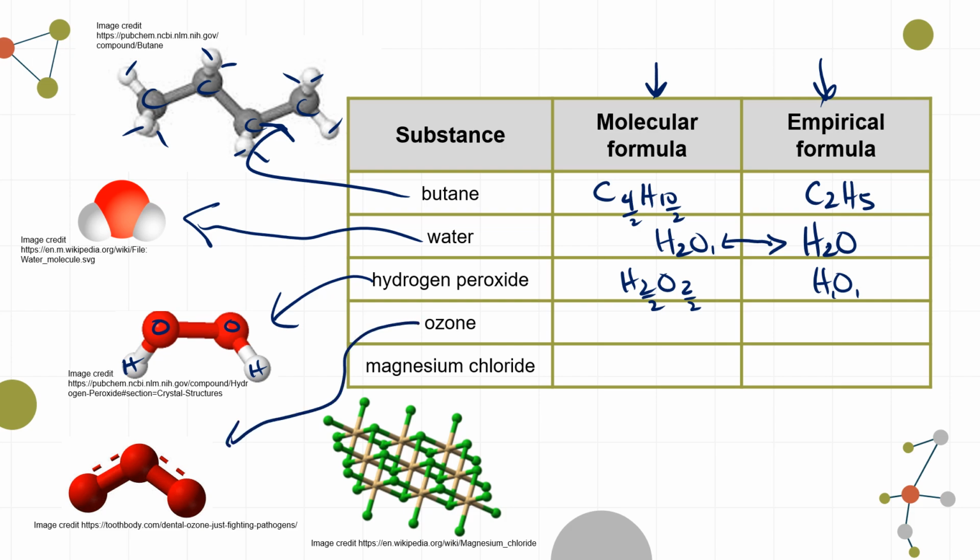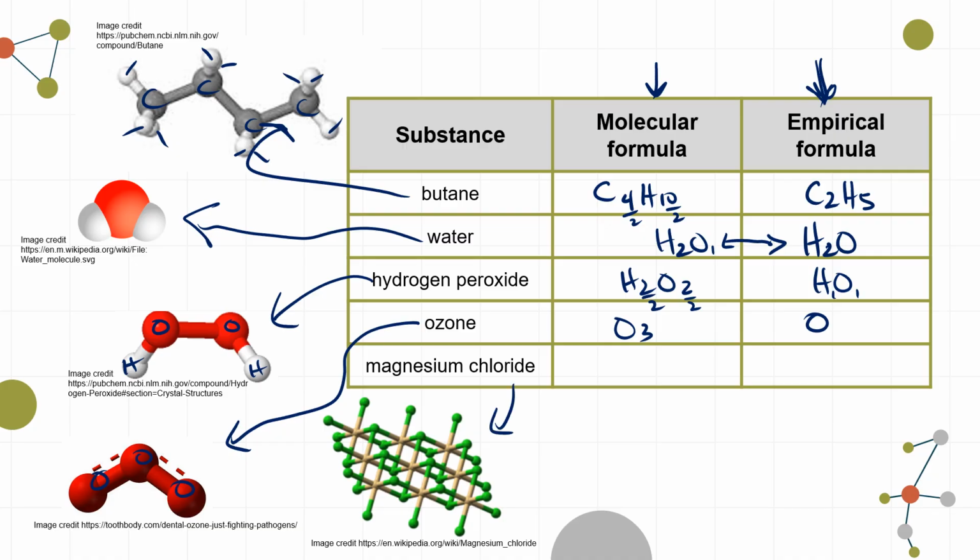Ozone. Ozone is here. It's O and O and O. O3 is ozone. It's all oxygen. I can divide 3 by 3 and get just O. This happens sometimes. If our compound is composed of just one element, the empirical formula can be just that one element. Magnesium chloride is here.